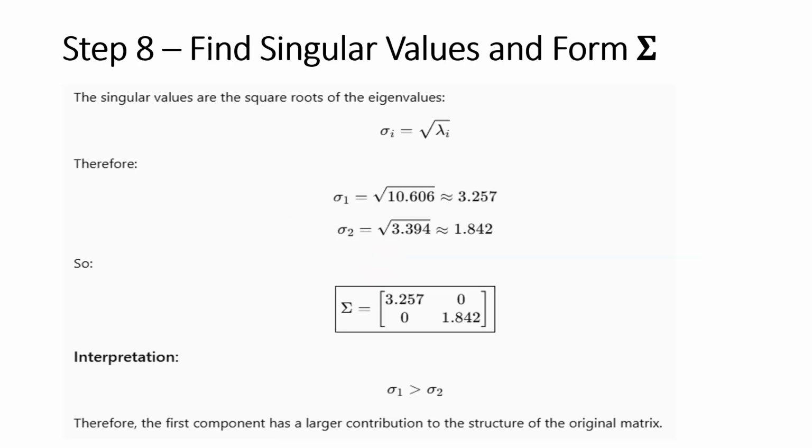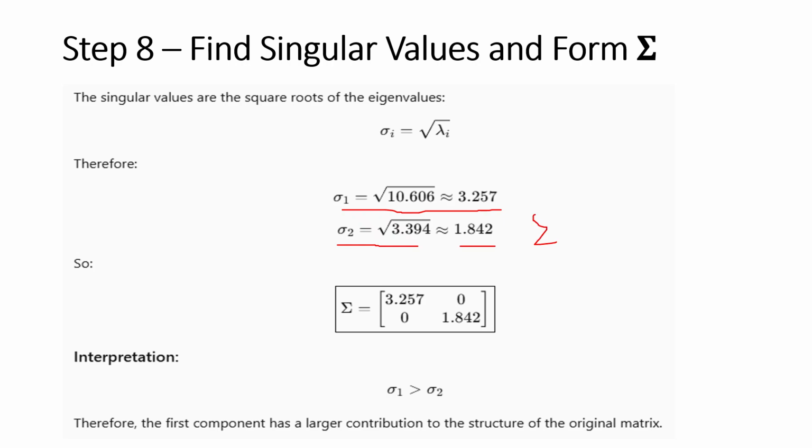Now the next step is to find the singular values. Singular values means you have to find sigma. Before finding sigma, we have to find the square root of the eigenvalues. So sigma 1 will be the square root of eigenvalue 1, sigma 2 will be the square root of eigenvalue 2. So sigma 1 is equal to the square root of this, which is 3.257, and sigma 2 is the square root of the second eigenvalue, that is root of 3.394, and it is equal to 1.842.